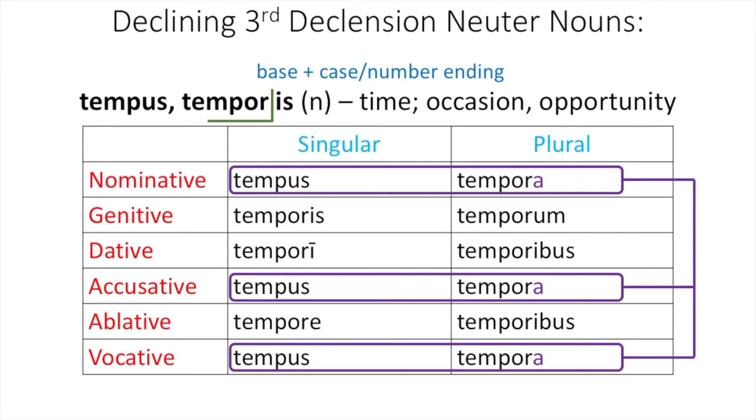So it looks like it's a second declension noun, but it really isn't. Dative plural, temporibus. Accusative plural, tempora, just like our nominative plural. Ablative plural, temporibus, just like our dative plural. And then our vocative, tempora. You can pause the video, make sure you have all of these written down, and then resume the video when you're ready to practice with another third declension neuter noun.